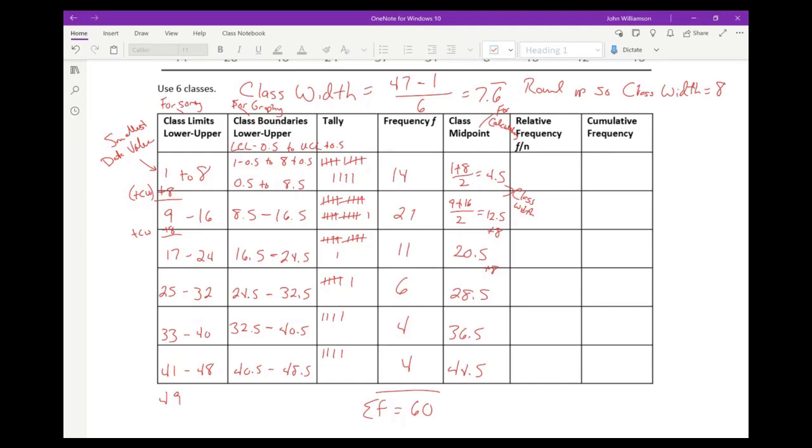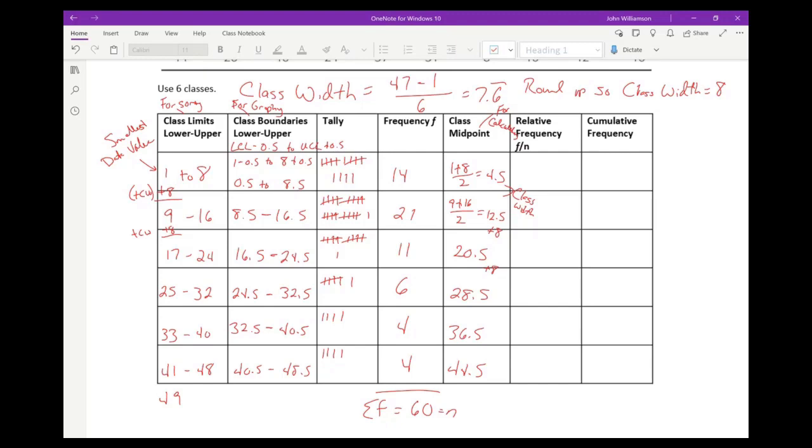So this should add up to however many data values you get. This should add up to your n, your sample size. If it doesn't add up to 60, that means you've messed up somewhere. Go back and check your tallies and your frequencies. So that's a quick check. It's not going to tell you if you put every tally in the right box, but it's going to tell you if you either missed something or counted something twice. So it's a quick way to check yourself in that respect.